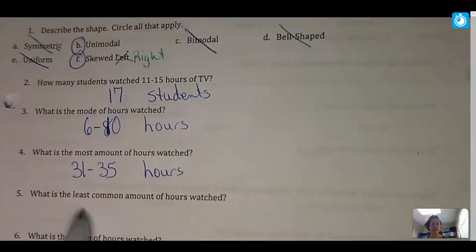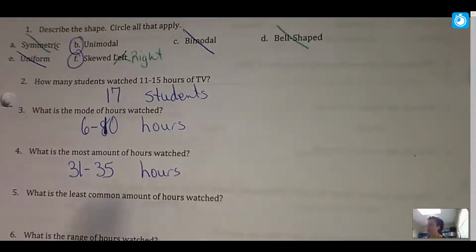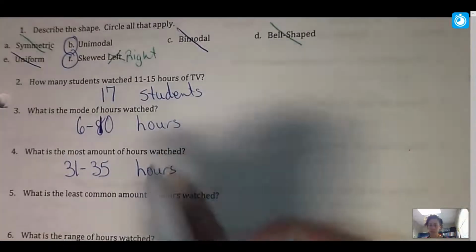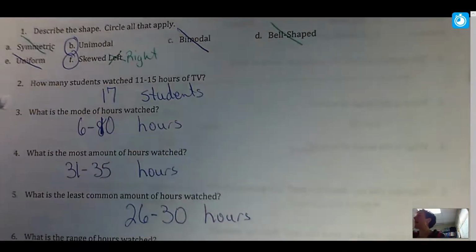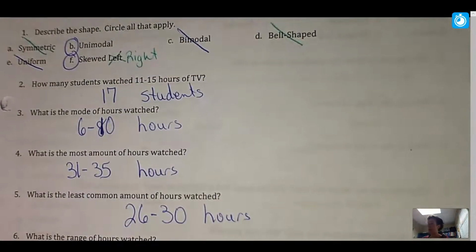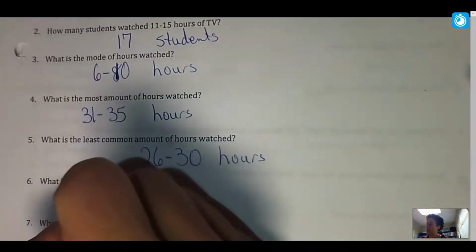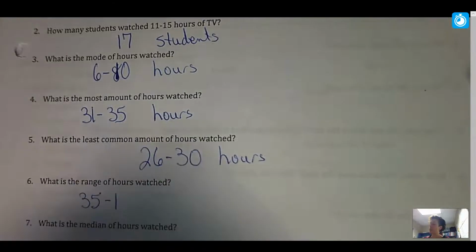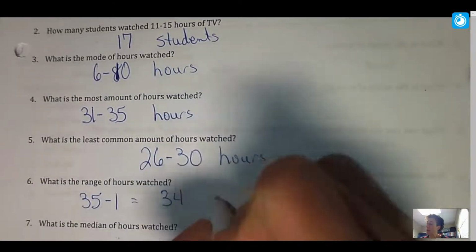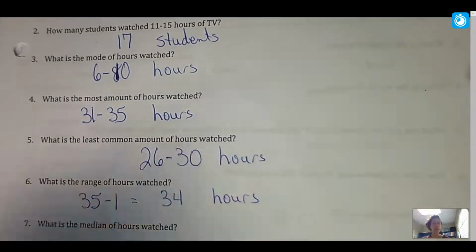What is the least common amount of hours watched? So that's the one that very few people did. So I'm looking for the lowest frequency or the lowest height, and that's the 26 to 30. Not as many people watched 26 to 30 hours. What is the range of hours? So again, I would say the biggest value is 35, the smallest is 1. So if I just subtract that, that would be 34 hours. And again, range is on our cheat sheet.